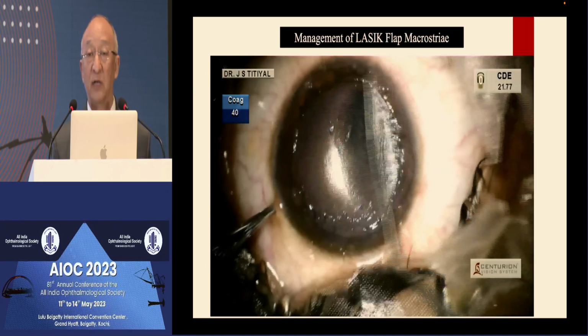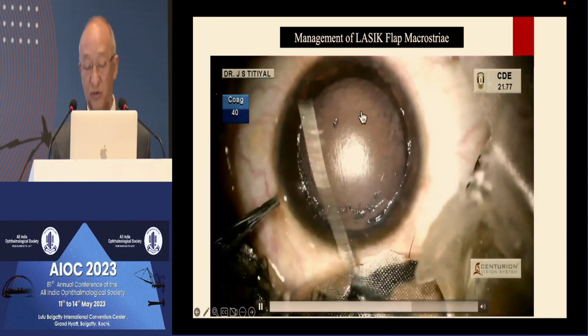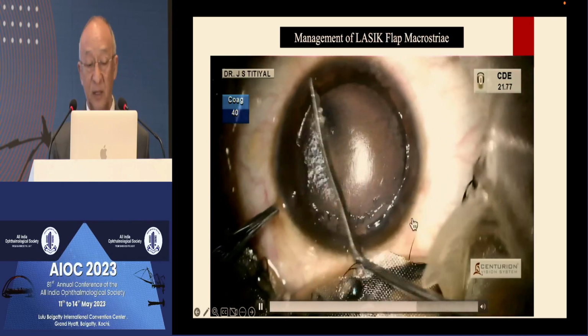and make sure the flap is absolutely well oriented. You may sometimes put a mark in the peripheral area so that your position is absolutely correct in these patients. This is the end of surgery.